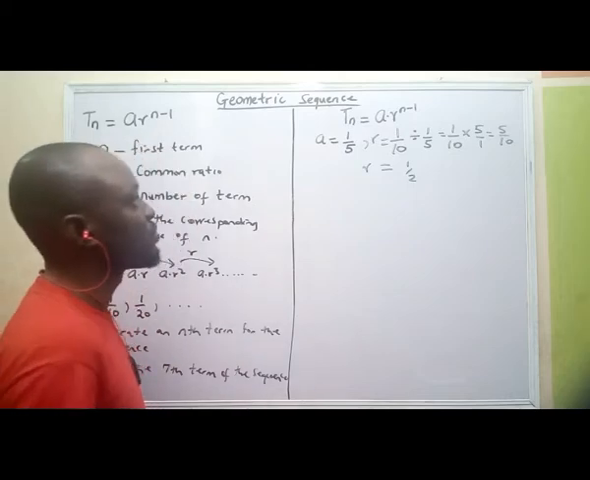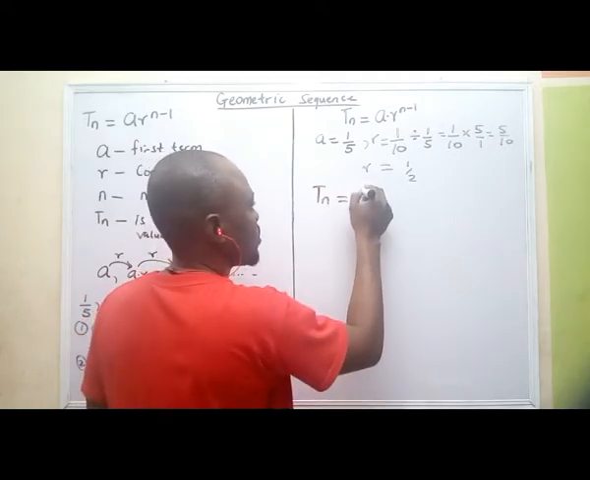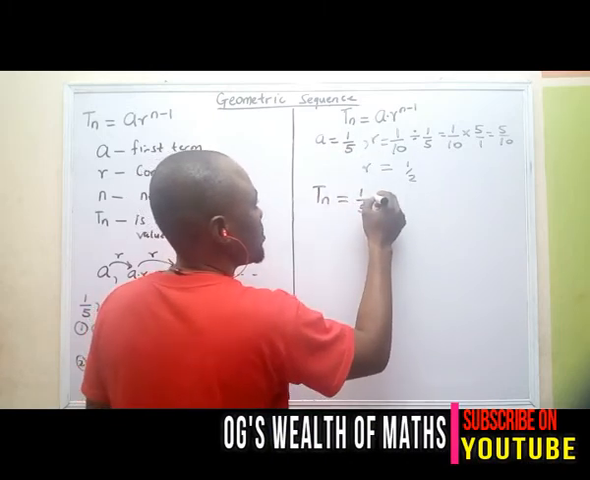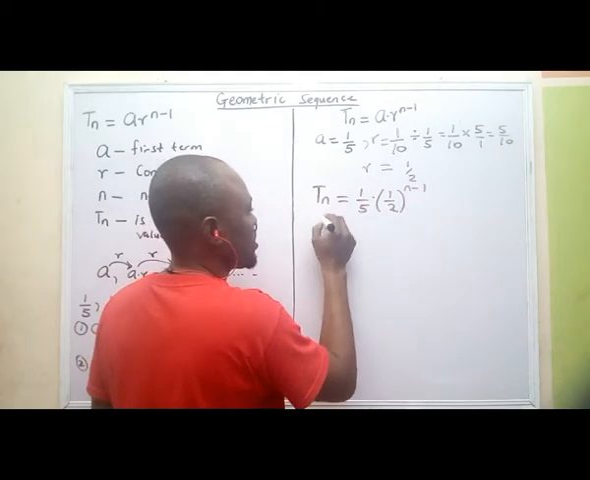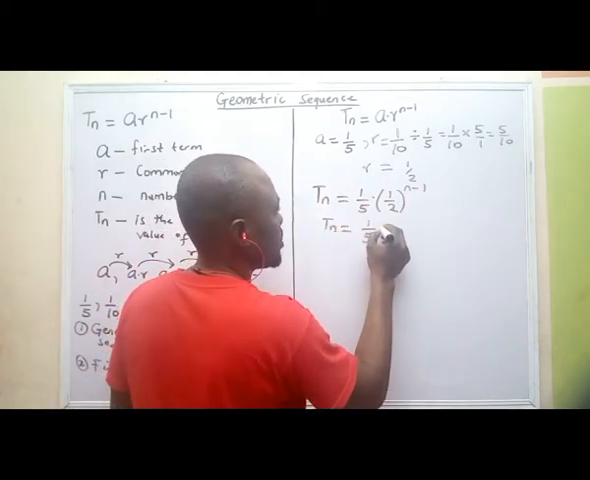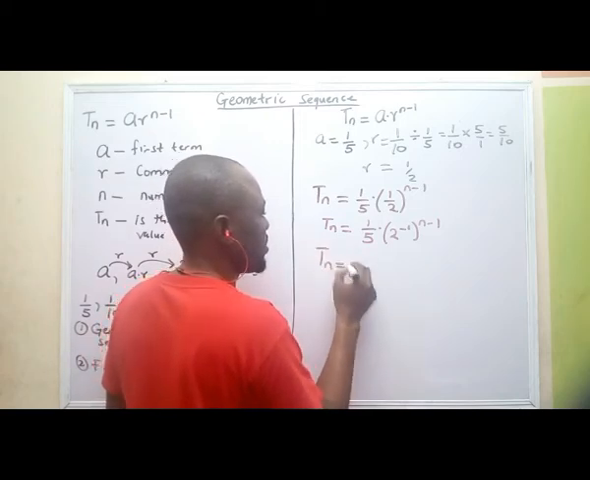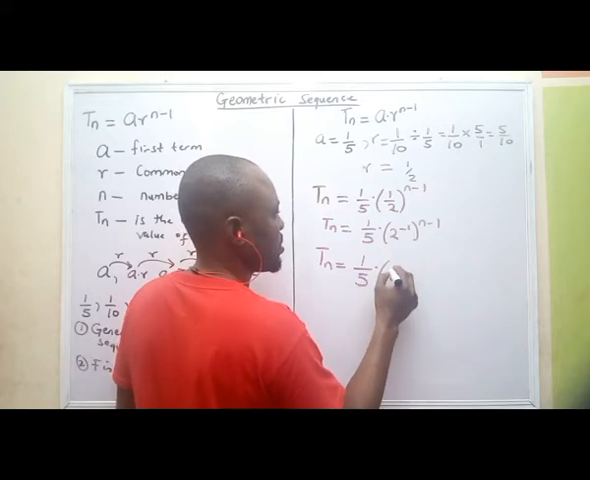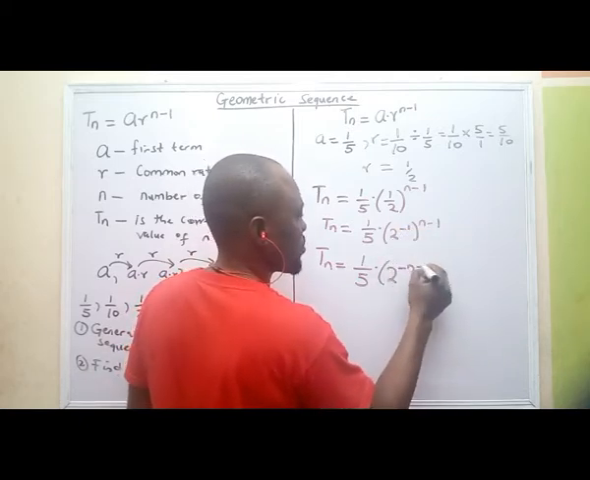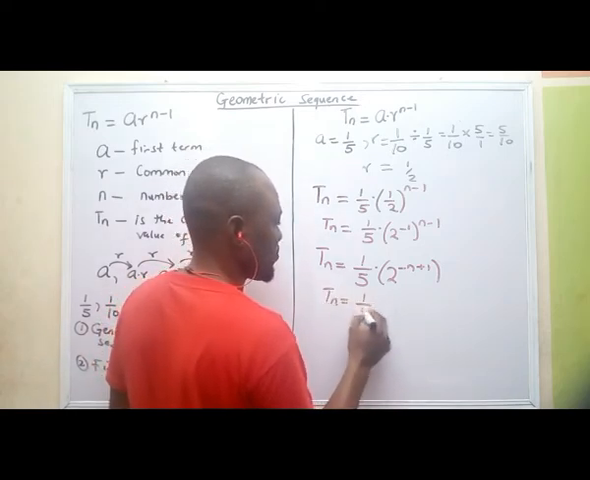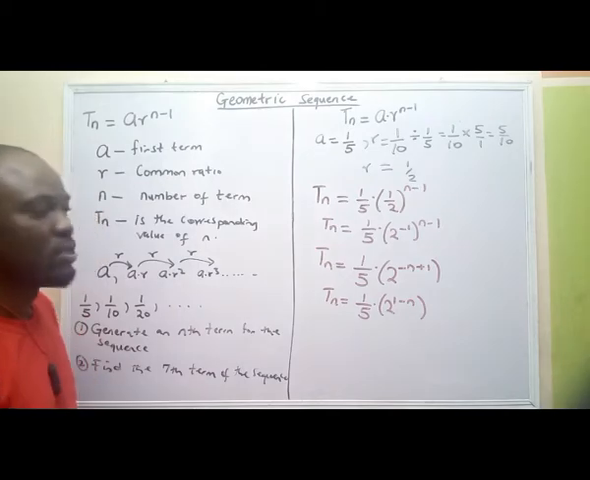Now we've gotten the common ratio, and we know what the first term is. We want to generate an n term for the sequence. So T sub n, in terms of n, equals: I'm going to plug in 1 over 5 for a, so 1 over 5 dot, the common ratio 1 half raised to the power of n minus 1, because my answer will be in terms of n. So T sub n equals 1 over 5 dot 2 raised to the power negative 1 times n minus 1. I'm going to multiply the powers: minus 1 times n gives me minus n, and minus 1 times minus 1 gives me plus 1. So T sub n will be 1 over 5 dot 2 raised to the power 1 minus n. So this is the n term for the sequence.